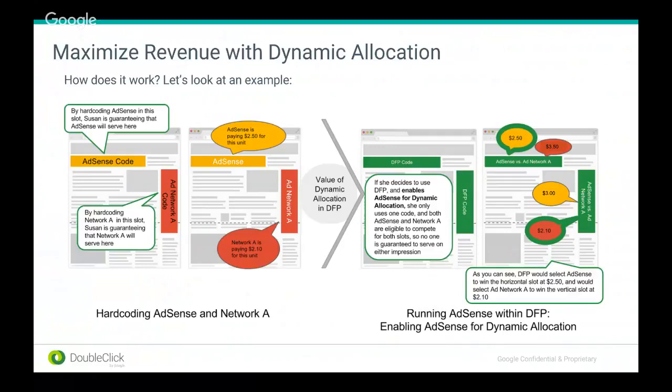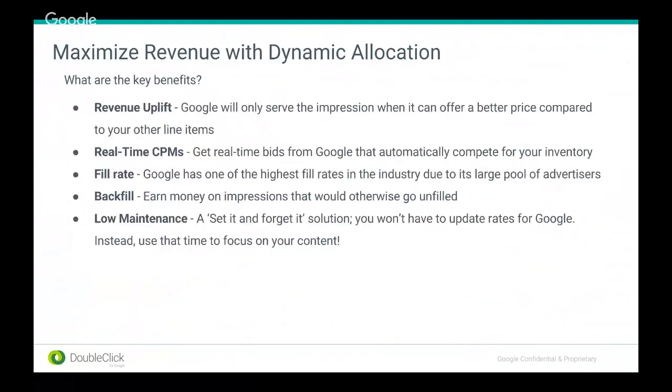Yeah, no, completely right. Thanks for that, Max. So if we look at now the key benefits, the first key benefit is revenue uplift. Google will only serve the impression when it can offer a better price compared to other line items. So in order for dynamic allocation to work most effectively, like Max said, it's important that the value CPM that you enter is as accurate as possible so that Google buyers will compete at this value CPM you enter on the non-guaranteed ads.